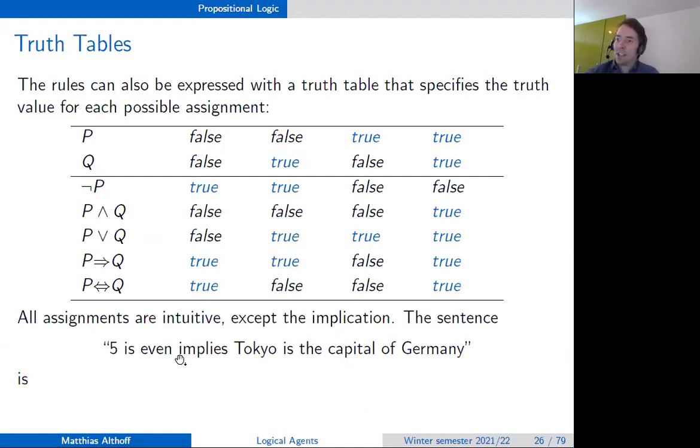So the sentence "5 is even implies Tokyo is the capital of Germany." We can do a spontaneous tweetback. Please mention whether you think this formula is true, then you say yes, and if you think it's false, then say no. Please use the tweetback so we have an overview of the feedback.